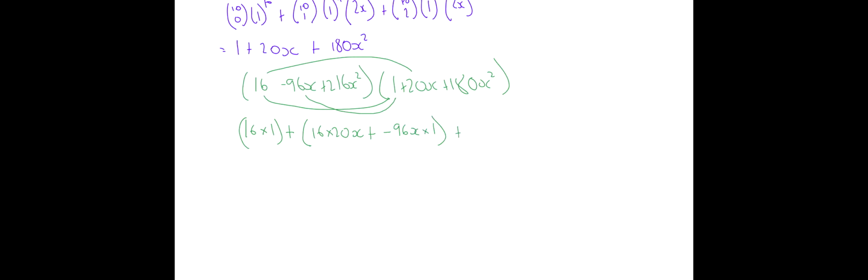Now I'm going to think about everything that'll give me an x squared. There's a few more things here. 16 can multiply to 180, so that's going to be 180x squared. But what else does? I can also multiply this x squared by this 1, so 216x squared times 1. But I can also multiply this negative 96x and this 20x. So I'm also going to multiply negative 96x times 20x, because that will also give me an x squared.